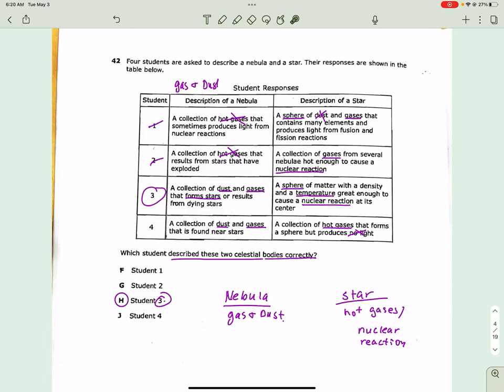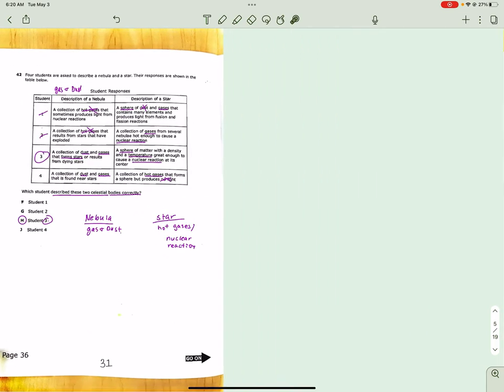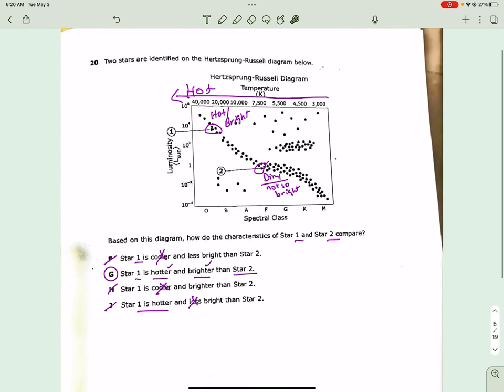And then let's go to the next one. A collection of hot gases. Nope, we're going to say no. A collection of dust and gas. Remember, gas and dust. And with gravity, it's what's going to form stars. And then for the description of a star, it's a sphere, temperature, great enough to go through nuclear reaction. So the correct answer is going to be letter H right here, letter H. There's only one question there, so let me go to the next one.